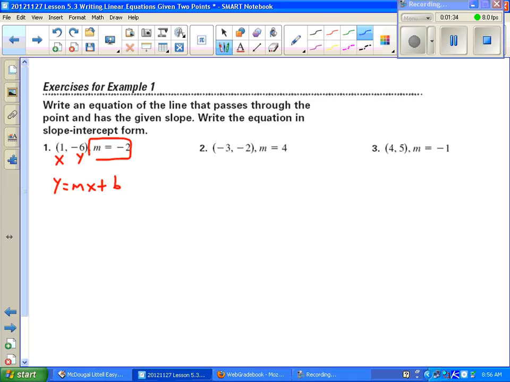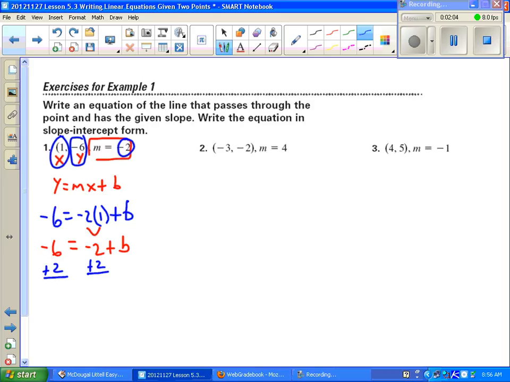y's value, we have it listed right here, is negative 6. So negative 6 equals m's value here, negative 2, x's value is here, so times 1, plus the only thing we don't have labeled is b. So we have to solve for b. Negative 2 times 1 is negative 2 plus b, still equal to negative 6. Get rid of negative 2 by adding 2. Add 2 to the right, you have to add 2 to the left. Negative 6 plus 2 is negative 4 equals, these two will cancel out, b.